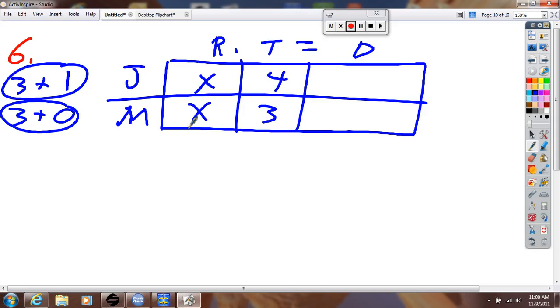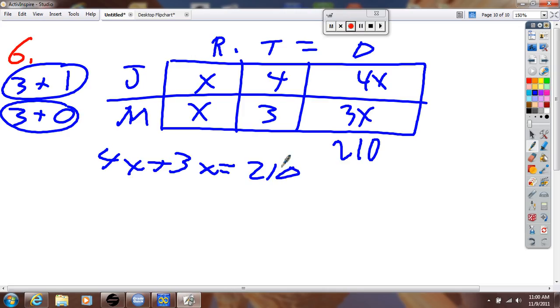Don't make the problem hard. You're going 0 miles an hour slower than the other one. You're going the same speed as he is. So they're both X's. This is 4X. This is 3X. What's the total? 210? So what's the equation? What do I do to get the equation? I add them, right? So it's 4X plus 3X equals 210, and you solve the problem and get your answer. Okay? As long as you think about the 0 and realize the 0 means the speeds are the same, the problem is really simple.